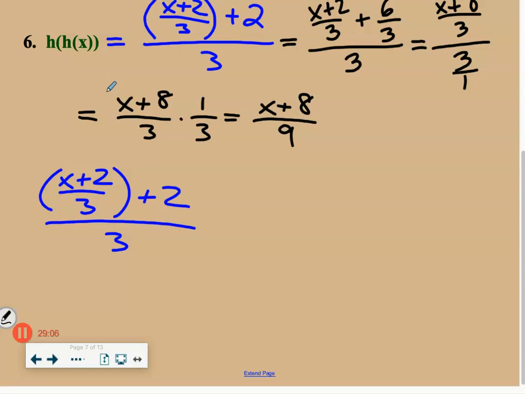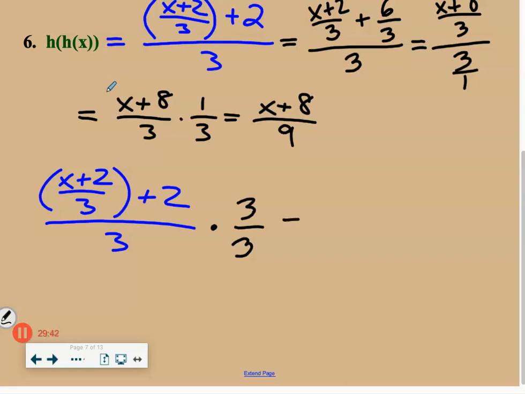But anyway, if I had to find an LCD for all of these terms, what would be the LCD? What's the LCD you all found? 3. Least common denominator, right? Yeah, that's okay. It would be 3. Don't actually do it. This is a fraction. You can multiply top and bottom by the same number because this is just equal to 1, right? Does that make sense? 3 over 3 is 1.